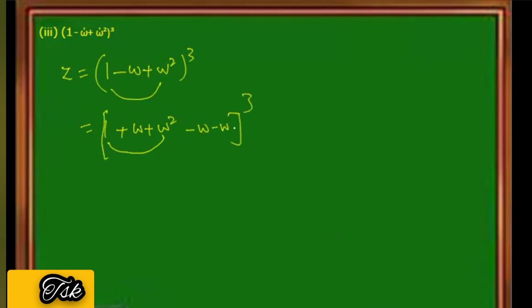So when these two things get cancelled, the remaining thing is the same, isn't it? Since this becomes 0, the first 3 terms become 0. 0 minus 2 omega whole cube. Minus 2 whole cube is minus 8, and then omega cube is 1, so it is nothing but minus 8. This is the value of 1 minus omega plus omega square whole cube. Okay, right? Next one, you look into the problem.